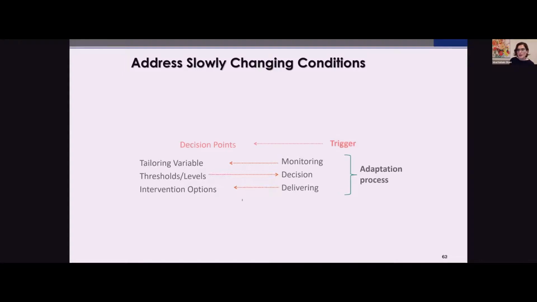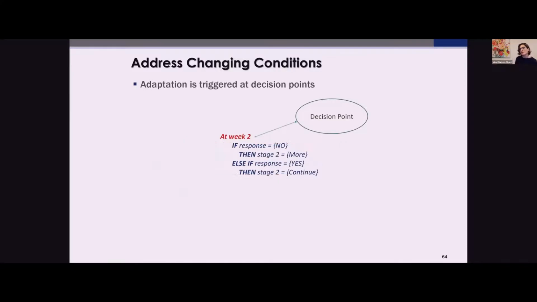The adaptation process is triggered at decision points. Decision points are points in time in which we need to decide whether and how to intervene. Here, there's a decision point in week 2. Why? Because this adaptation process is designed to address conditions that unfold over 2 weeks. After 2 weeks, I'll be able to know whether or not the person is showing early signs of non-response and requires more intervention, right? This is why there's a decision point at week 2.